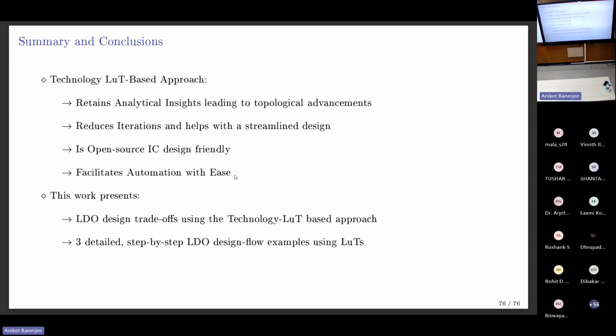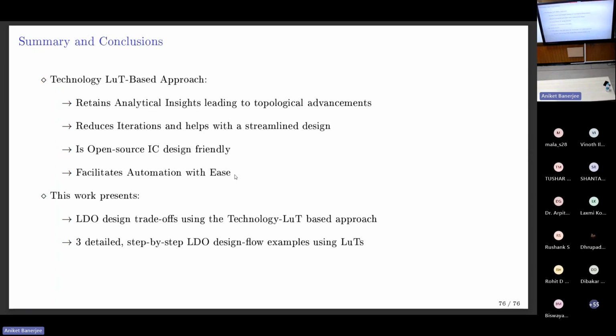The first part is available online a lot, but I'll summarize. A LUT-based approach retains analog insights and helps you with fundamental limits of the circuits. What Professor showed in the third LDO was our goal: how far can we go with respect to low IQ with a certain gm/ID until we have to change the topology, or we have to understand what we do for higher gm/ID. So that is important. Reduces iterations and helps with streamlined design. Open source IC design friendly.